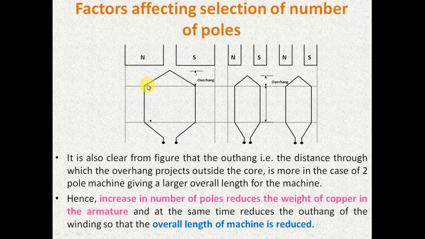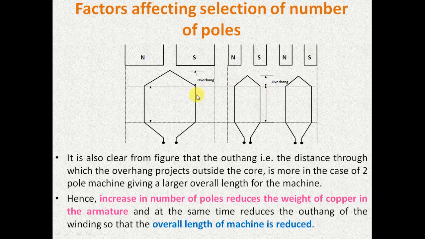The purpose of this inactive portion of the conductor is simply to provide the electric connection between this active portion of the conductors. This projection of the inactive portion of the conductor is said to be the overhang, and the distance through which this overhang projects outwards is said to be the outhang. So if you see, in the case of a two-pole machine, comparing with the case of a four-pole machine, the length of overhang is large.